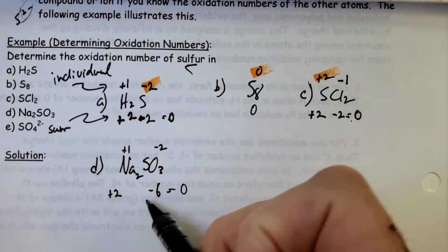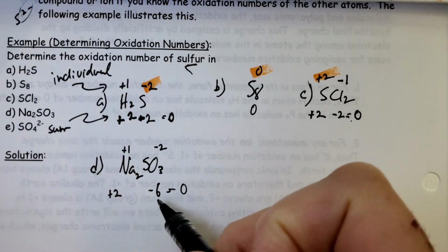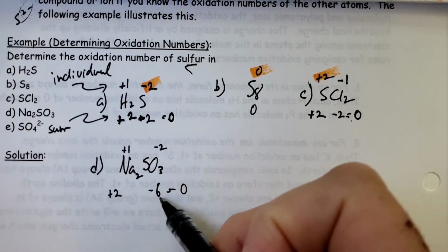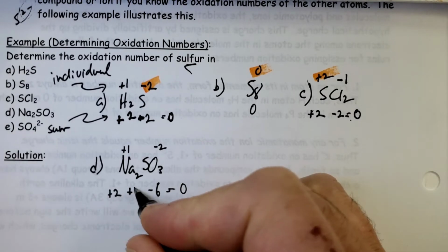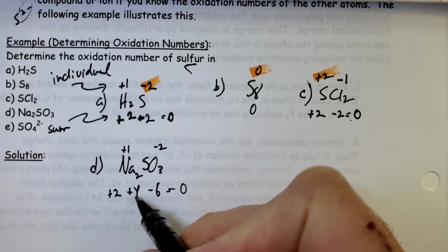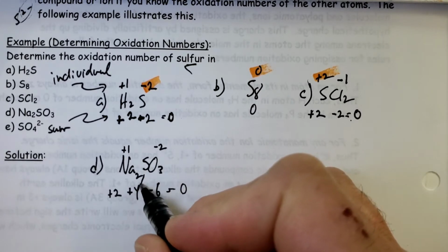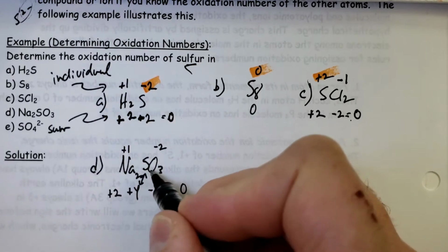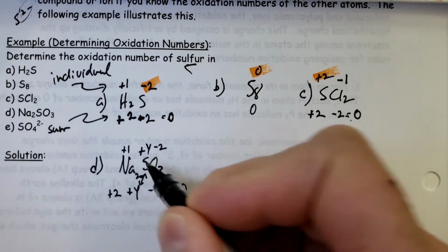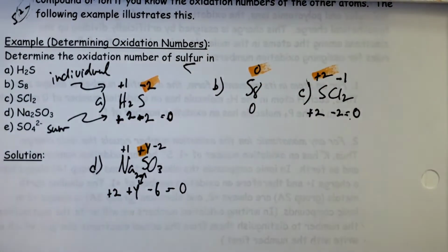Okay, now you have to work it a bit here. What number needs to go here such that this is a true statement? 2 plus what number, and -6, gives us 0? Well, we're going to have to add 4 here, because 2 plus 4 is 6, and 6 minus 6 is 0. So my total sulfurs need to have an oxidation number of +4. Since I only have one sulfur, that one sulfur contributes the +4.